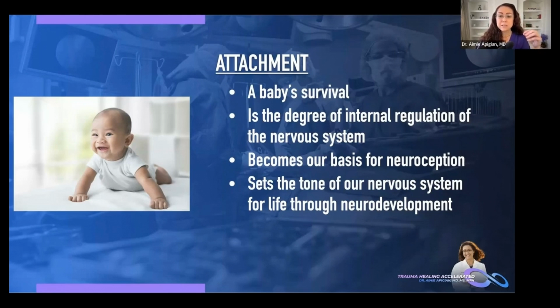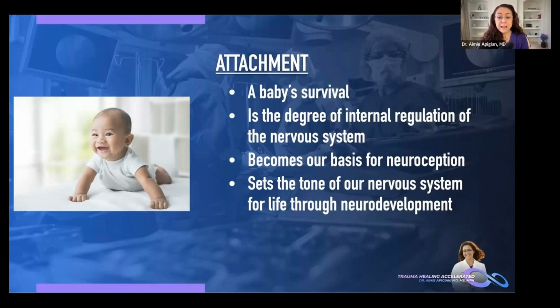When we understand that attachment is not just our emotions and it's not just our relationships, attachment is a baby's survival. Any baby cannot survive without someone else to help care for it. It can't get its own food. It can't regulate itself. So attachment is one's survival. Attachment was the degree of internal regulation of the nervous system. And when we look at the effect of a heart shock, because it creates a trauma response and becomes stored, that becomes dysregulation. And so the heart shock is going to impact the degree of internal regulation that an infant, that a child, will then develop coming out of their childhood.